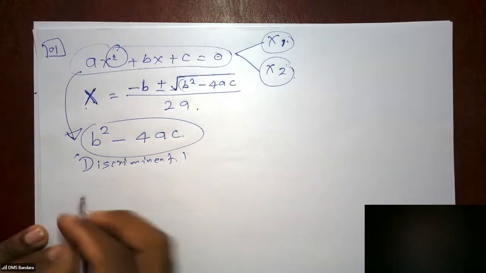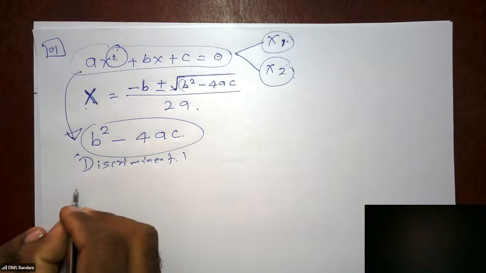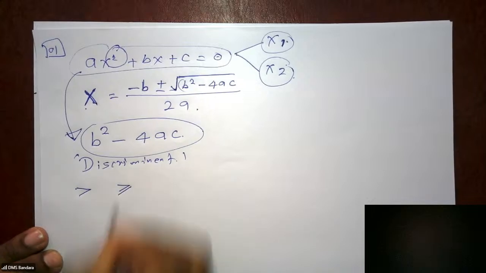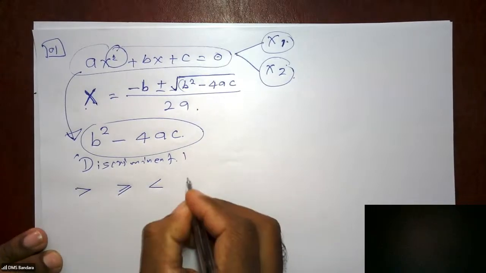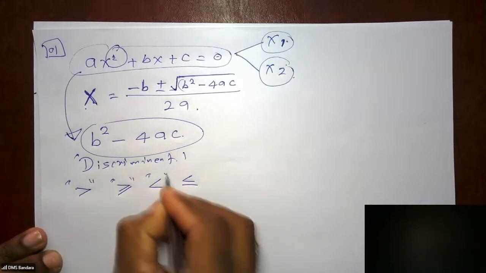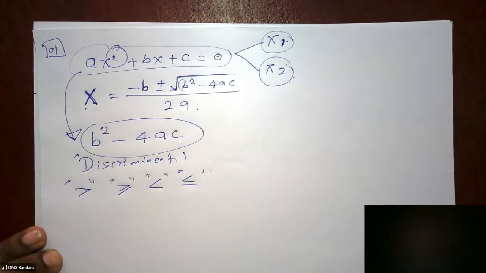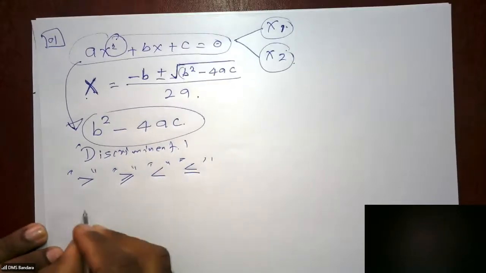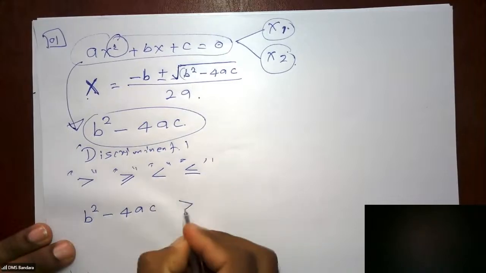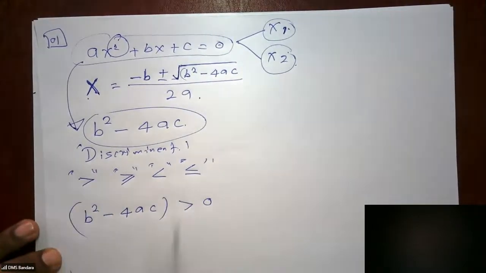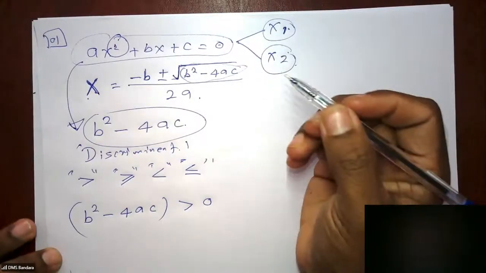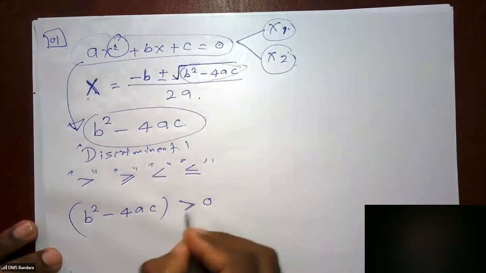I know you already learned about inequalities: greater than, greater than or equal, less than, and less than or equal. I think you already learned those inequality signs, right? Now, if the discriminant of this equation is greater than 0, that means the expression inside this square root is positive. Greater than 0 means this part is positive.